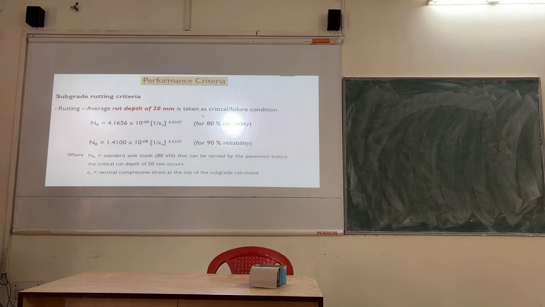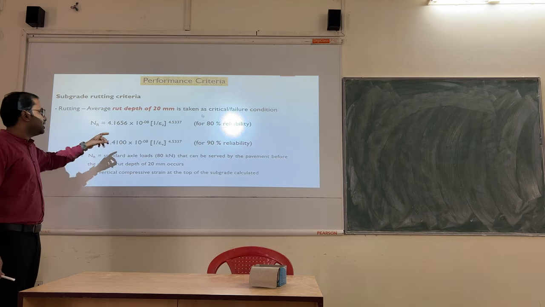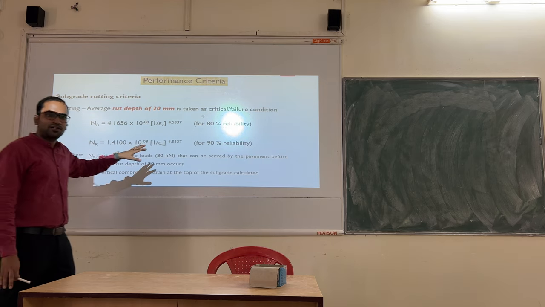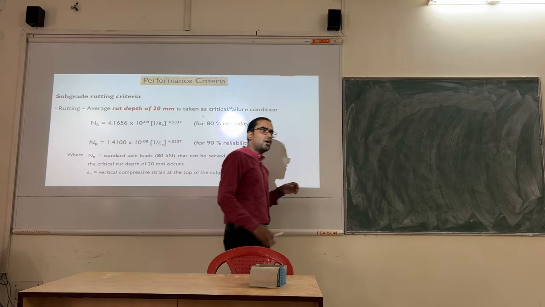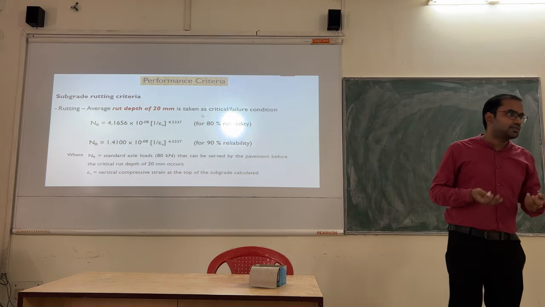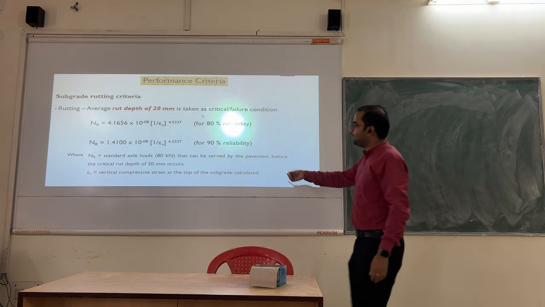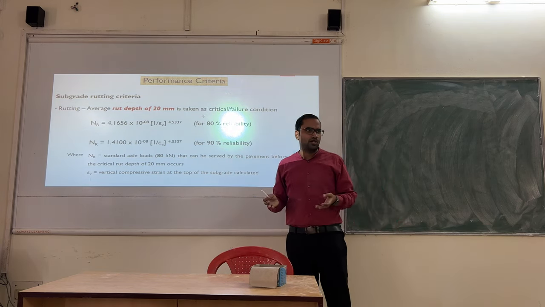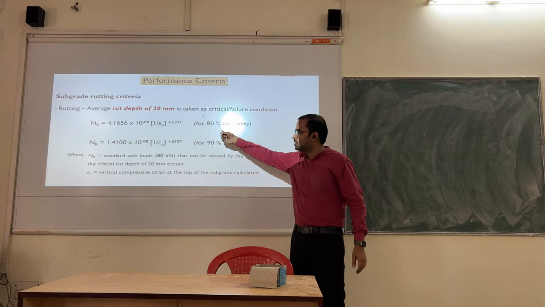This is the formulation for calculation of your rutting, and similarly another formulation I will show, that is for the fatigue calculation. This calculation is valid based on two criteria. Here you can see 80% reliability and 90% reliability. 90% reliability is used when you are considering NH, National Highway, Expressway. In that case, your 90% reliability formula is used. And when you are using some other district road, state highways, then you can use 80% reliability.